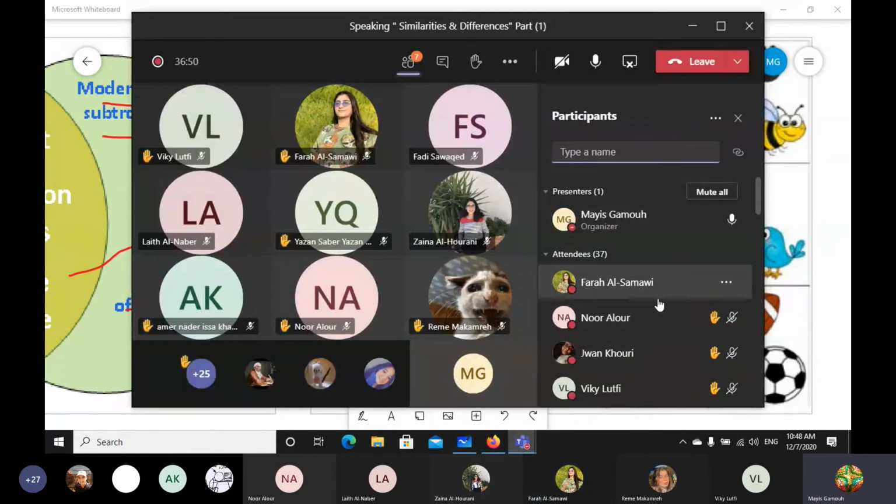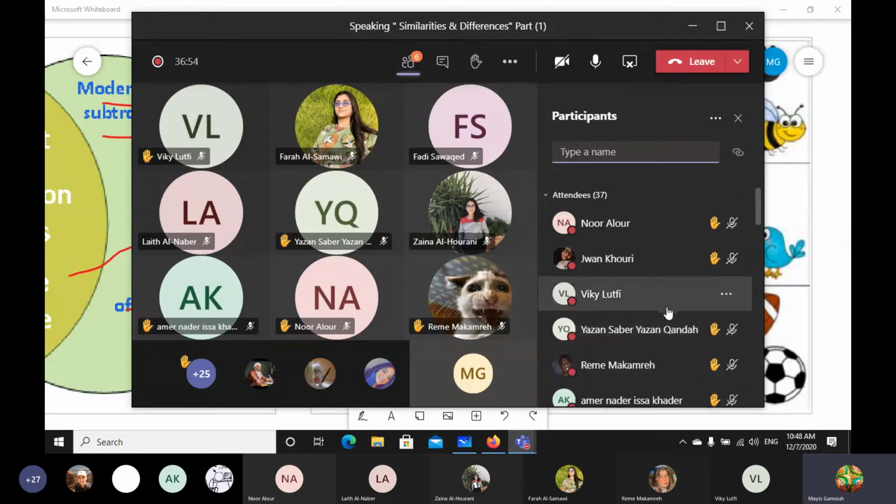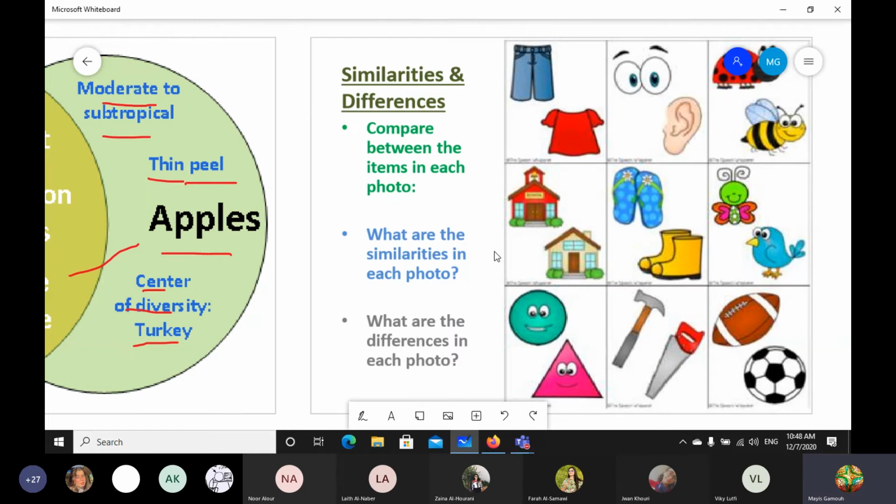Yalla, let me see more hands. Nour talked, Farah talked, Jawan, have we heard from Jawan or not yet? Teacher, I talked about something else. Yes. Okay. Let's pick a photo and talk about it.